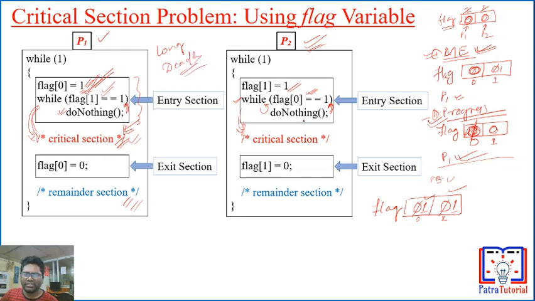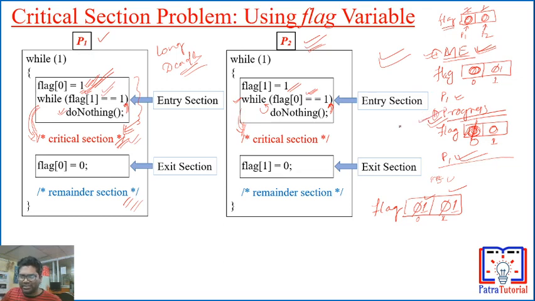So this is not progress, right? To achieve progress, there is a chance that our system may enter the deadlock state. So this is also not the correct solution for the critical section problem. First we studied the solution using the turn variable, and this is using the flag variable. So this is also not satisfying progress properly.